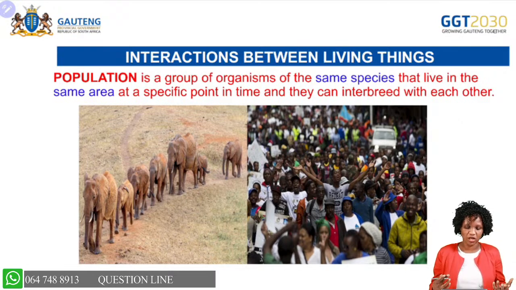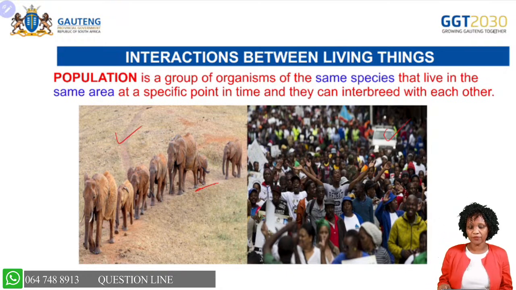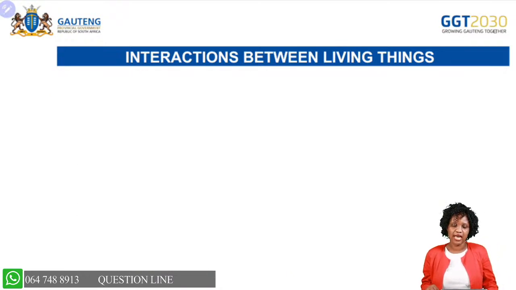They reproduce. For example, let's look at this nice picture here. This is a population of elephants. They are living together. You can even see the young ones. All right. It shows that they reproduce. And then we've got a population of people. Do you see that? And they also reproduce. Okay. Let's move on.